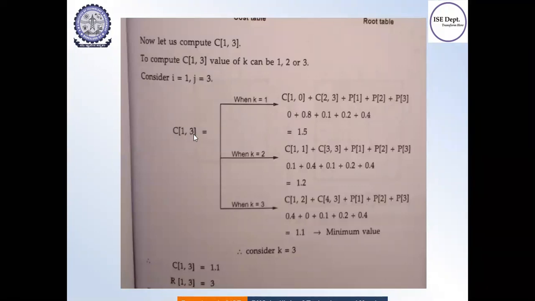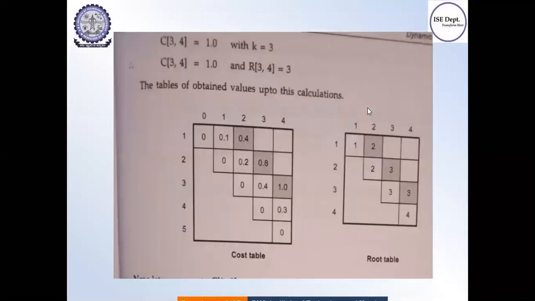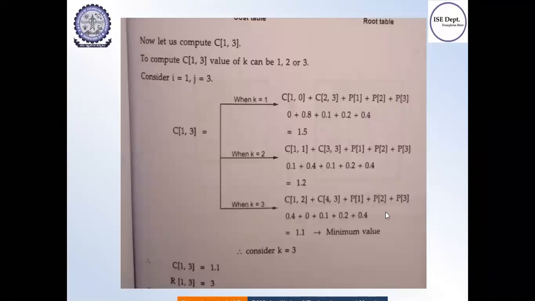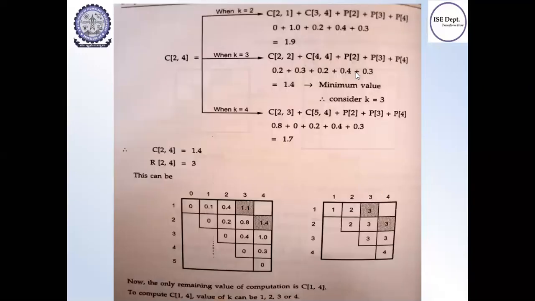So for 1 comma 3, the possible probabilities are what? P of 1, P of 2 and P of 3. 3 probabilities you are adding, but in the previous one only 2 probabilities you are adding, because we are considering only 2 k values, correct? That you should remember. So this is done, and now we are adding P of 2, P of 3 and P of 4. Leaving the first one, the next 3 we are adding probabilities. So we got minimum as 1.4 for k equal to 3. So minimum is 1.4 with the root as 3.